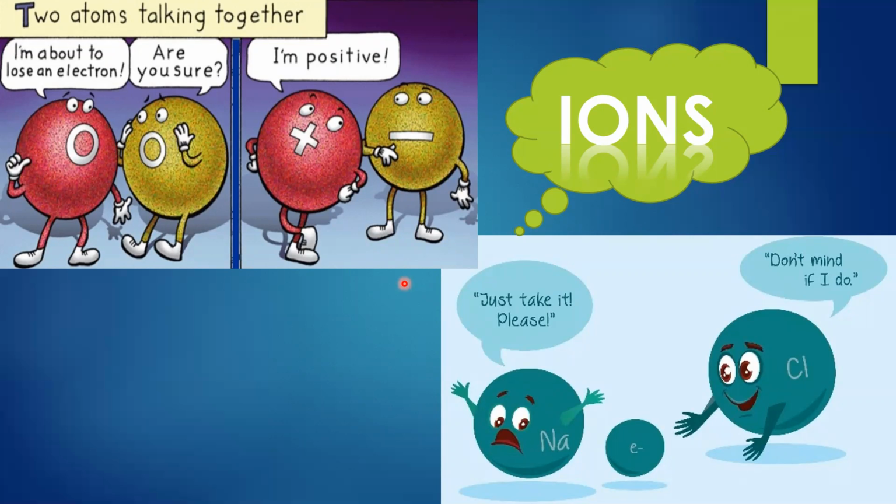In the same manner, the other atom gains an electron. That means it gains one negative charge. Therefore, it acquires a negative charge. Let's see an example over here. Sodium atom is saying, just take away my electron. Whereas chlorine is accepting it happily. Don't mind if I do. In this way, the ions are formed.